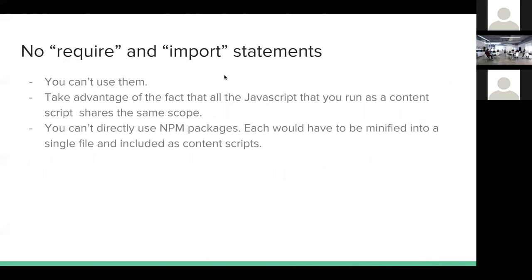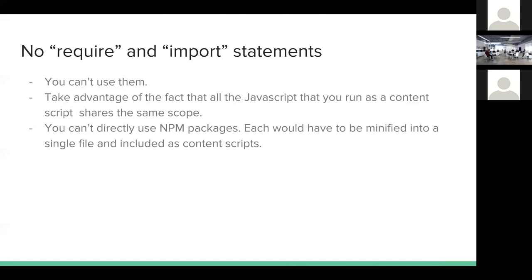There are no require and import statements. You can't use them. So instead, with content scripts, take advantage of the fact that you can run them all in the same scope. And in the manifest, you can put a bunch of stuff into an array of JavaScript files. You also can't directly use NPM packages, at least not easily. You'd have to minify them into a single file. I don't know of an easy way to do it.